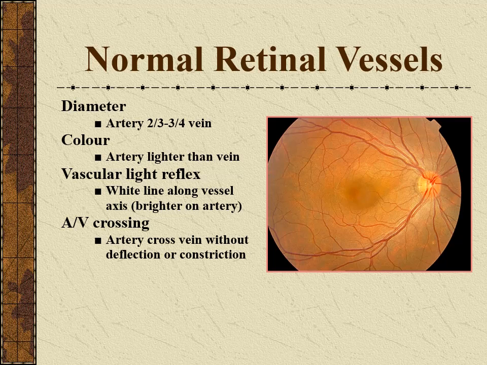Regarding the vascular light reflex, which means reflection of the light on exposing the retina to the light of the ophthalmoscope during examination, it appears white along the long vessels because of the reflection from the wall. However, the artery is also brighter than the vein. When the artery crosses over the vein, it crosses without interrupting the blood column in the vein, and without causing a deflection in the course or constrictions in the veins.